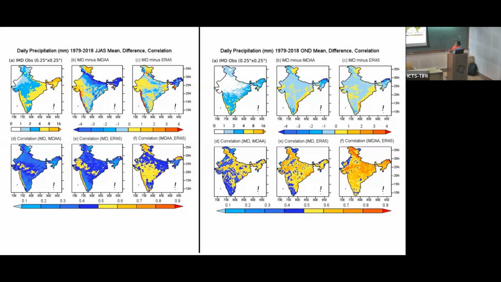And this is for the JJAS period, the monsoon period. This is for the winter period. Again, this is the IMD observation at 25 kilometer, then IMD minus IMDAA and IMD minus ERA5. Here we can see that during October, November, December, the correlation with the IMD observation is better, and ERA5 is slightly better all over India. And the correlation between IMDAA and ERA5 is above 0.6, 0.7. So during the monsoon period over the plains, IMDAA and ERA5 are not matching, but during the winter season, there is a good match between IMDAA and ERA5.